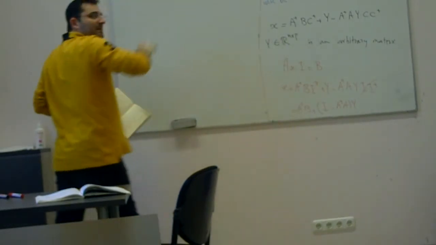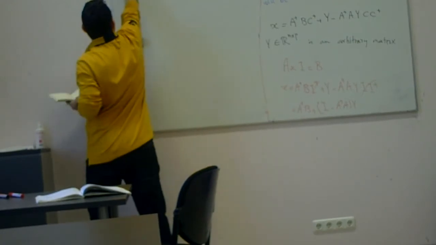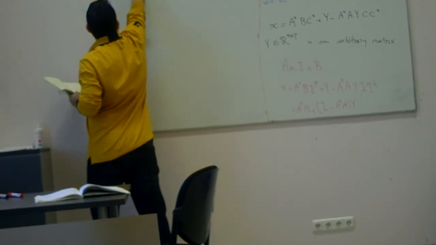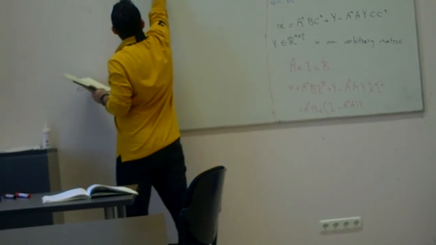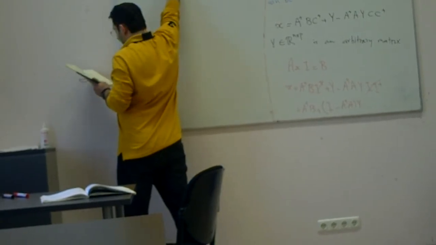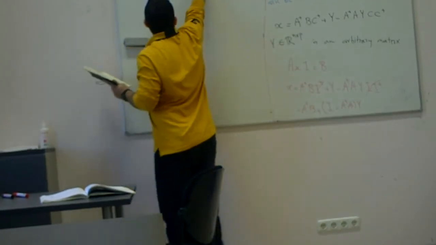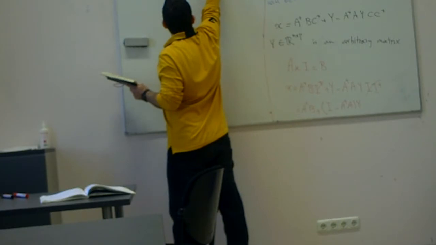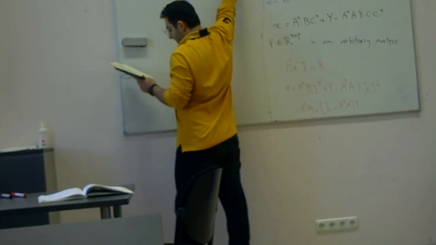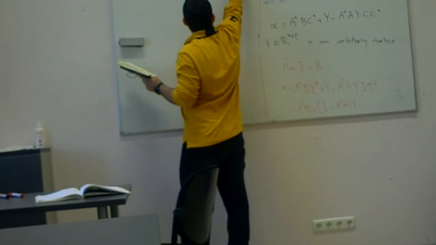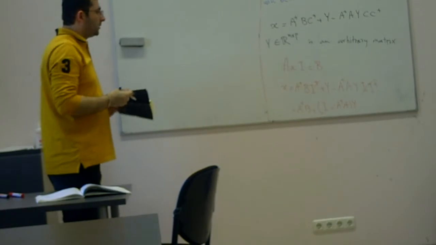Assume that the sizes are matched. So in all cases, let's assume that we have A belongs to R n by n, B belongs to n by n. Why we need the block matrices in this? Sorry? Why we need the block matrices in this? No, you're finished.